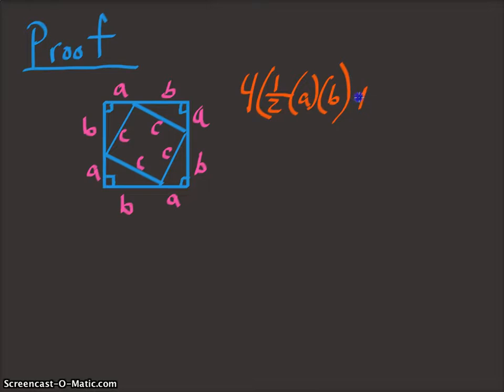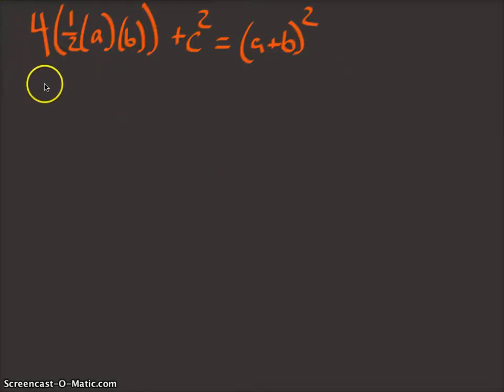plus this inner C squared area is going to be equal to our A plus B side lengths squared. Okay, and that is where we're going to work from now. Okay, so now we'll continue with this.